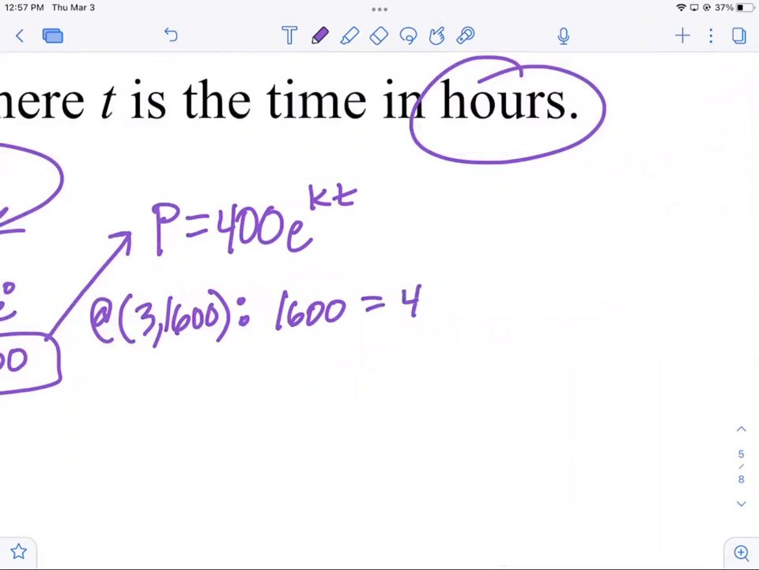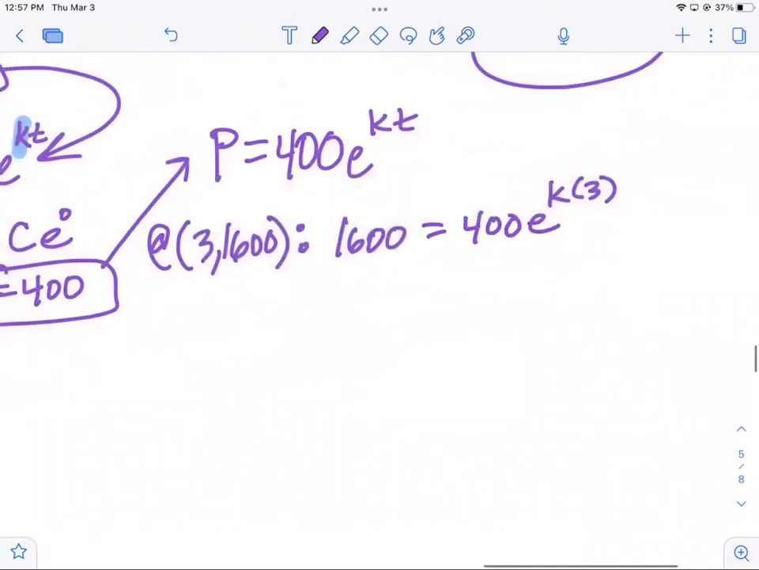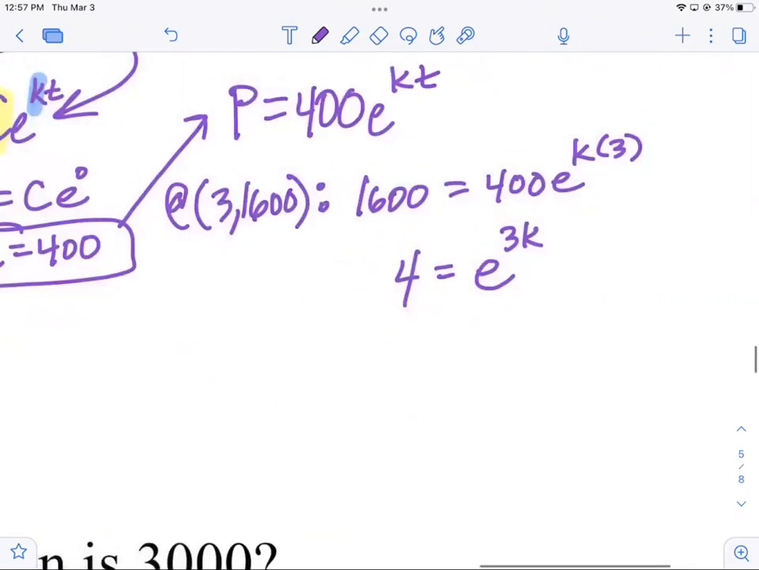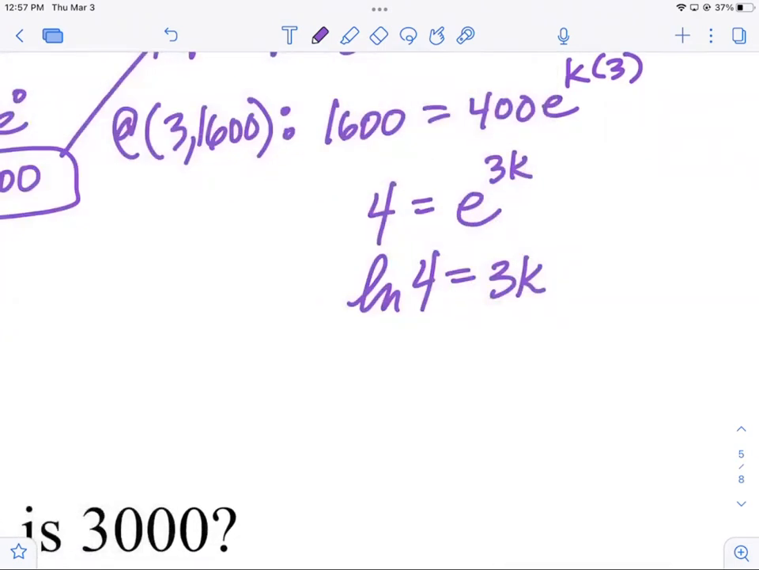So 1600 equals 400 e to the k times 3. And now I can solve for k. Yay. Divide both sides by 400. And what's 1600 divided by 400? 4. So you get 4 equals e to the 3k. And now I need to peel back the e layer. How do I peel back the e layer? Natural log both sides. So we get the natural log of 4 equals 3k. And now I have multiplication. How do I peel back the multiplication of 3? Divide by 3. So k equals the natural log of 4 over 3, or if you like, 1/3 natural log of 4.